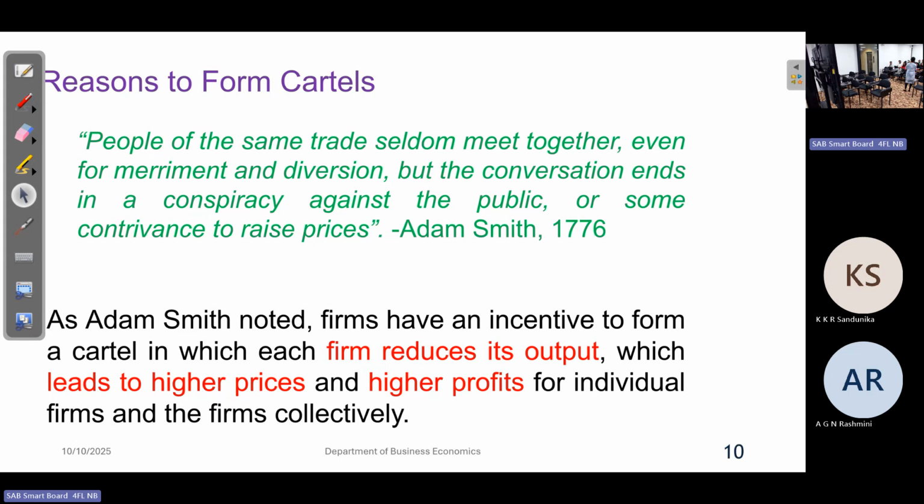So they will contribute to the global supply, which is less than the demand. So the price will go up, thereby all of them individually and all together, they will make a profit. Understood? So that is the reason to make a cartel.